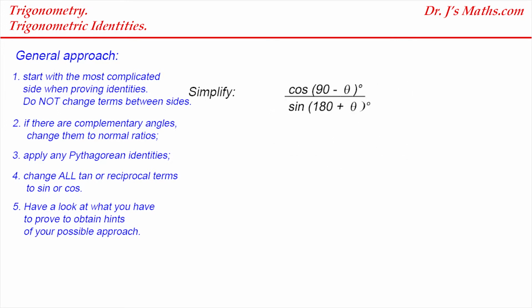In terms of our complementary angles and angles of any magnitude, we might have to simplify cos 90 minus theta over sine 180 plus theta.